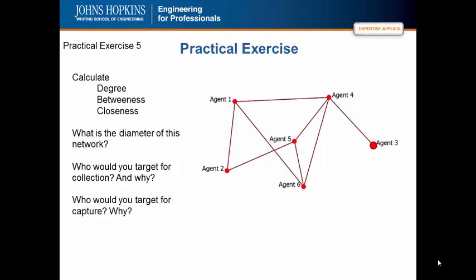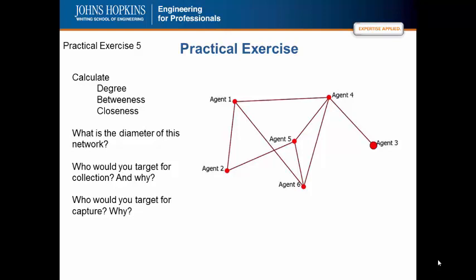Here is an example network displayed for you to the right. Your task is to calculate the degree, betweenness, and closeness. After you've calculated that, I would like you to attempt to calculate the diameter of the network. The diameter is the longest, shortest path in the network. Think about that for a moment. The longest, shortest path in the network.